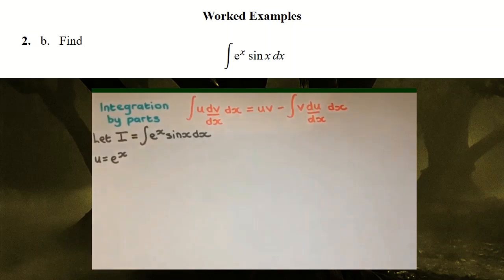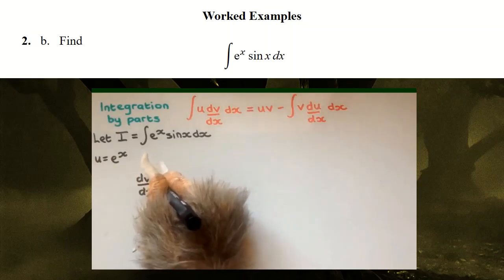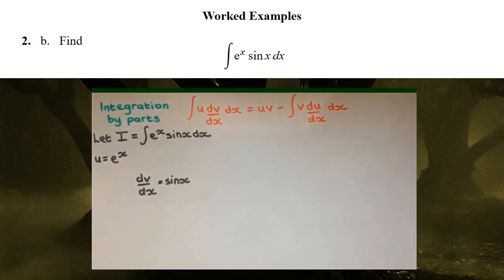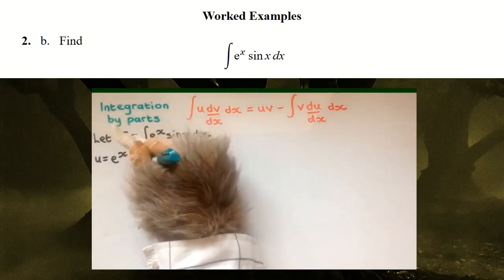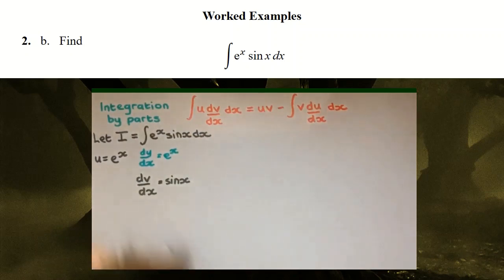Okay, now this forces me to write down dv by dx to be equal to sine x like so, and we can also write down the du by dx and v using differentiation and integration. Okay, both standard results, so no worries there. So let's just write those in. So du by dx is just going to be e to the x because it's its own derivative by definition. Okay, and then v is going to be, well, if we remember, the derivative of cos x is negative sine x, so we reverse that, so the integral of sine x must be negative cos x.